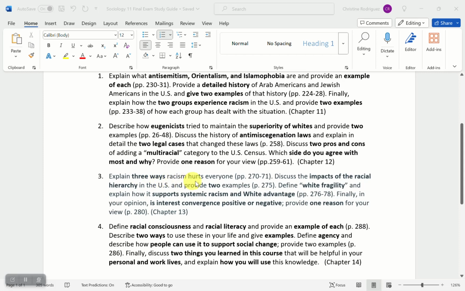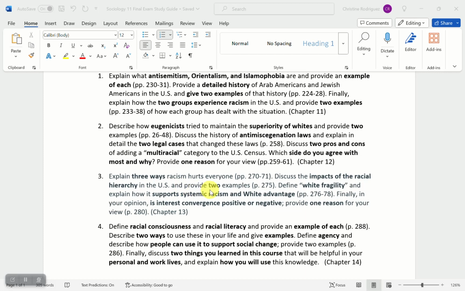Explain three ways racism hurts everyone. Okay, so again, you can use the ones in the textbook or think of your own, but give me three examples, three ways. Discuss the, and don't just say A, B, and C. Tell me why A. Tell me why B. Tell me why C.